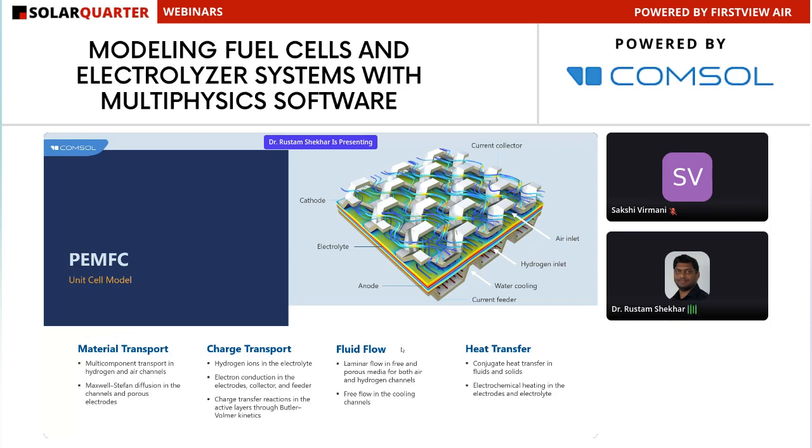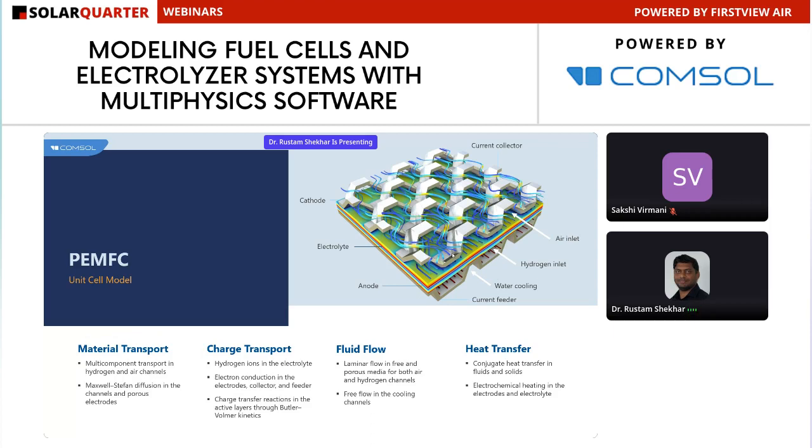So for both air and hydrogen channels, you can design the flow, and you can design the flow for the cooling channels as well, which we can see in this particular image, where you have the channels for the air inlet and channels for the air cooling systems or the liquid cooling systems.